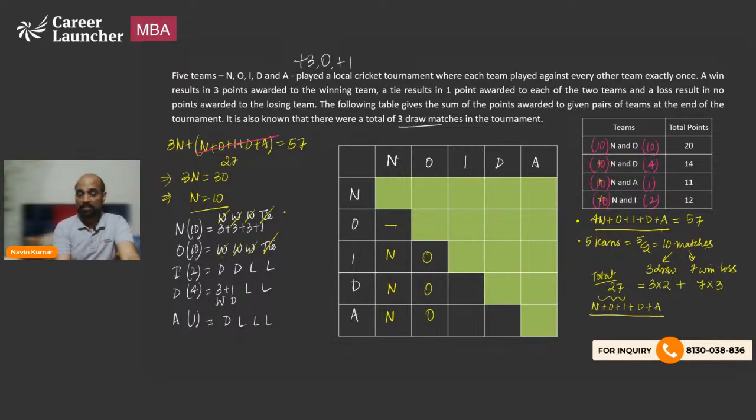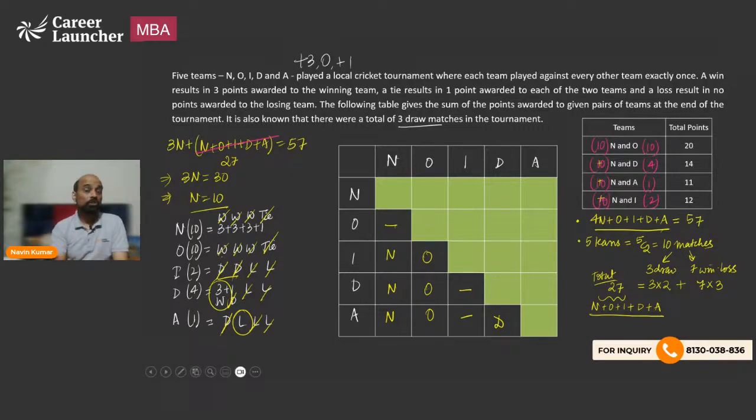Now, if N wins, it will win against all the remaining 3 teams. And if O wins 3 matches, it will be against the other 3. That means the other three teams each have one loss from N and O, so those are discarded, right? Next, I has to draw 2 matches. And I has already lost to N and O. So the 2 draws will come from the other 2 matches that it has to play against D and A. So D draws with I, and A draws with I. So the last match between D and A is a match where D wins.